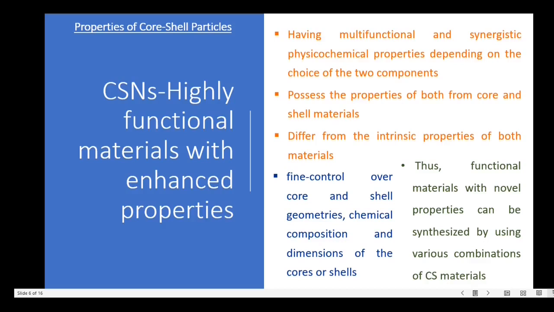The core-shell nanostructures are highly functional materials with enhanced properties, and these materials have multifunctional and synergistic physicochemical properties depending on the choice of the two components. In some cases, the core-shell particles possess the properties of both core and shell material. In some cases, it differs from the intrinsic properties of both the materials. Thus, core-shell functional materials with novel properties can be obtained by having fine control over the chemical composition, dimension, and geometries of the core-shell material.